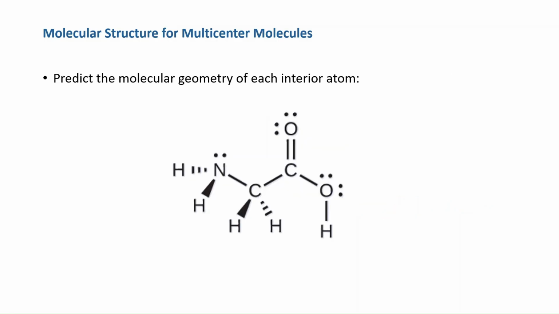Let me give you an example. How many central atoms do we have? We have nitrogen, carbon, and oxygen. The other ones are outside. The first nitrogen, it has 4 bonds, so 4 groups. It's going to be tetrahedral, but there's a lone pair, so that's going to be what? Trigonal pyramidal.